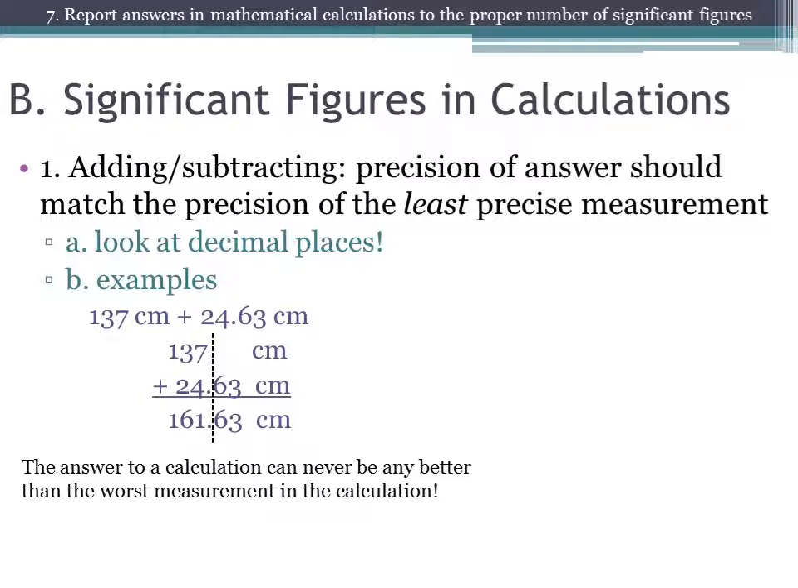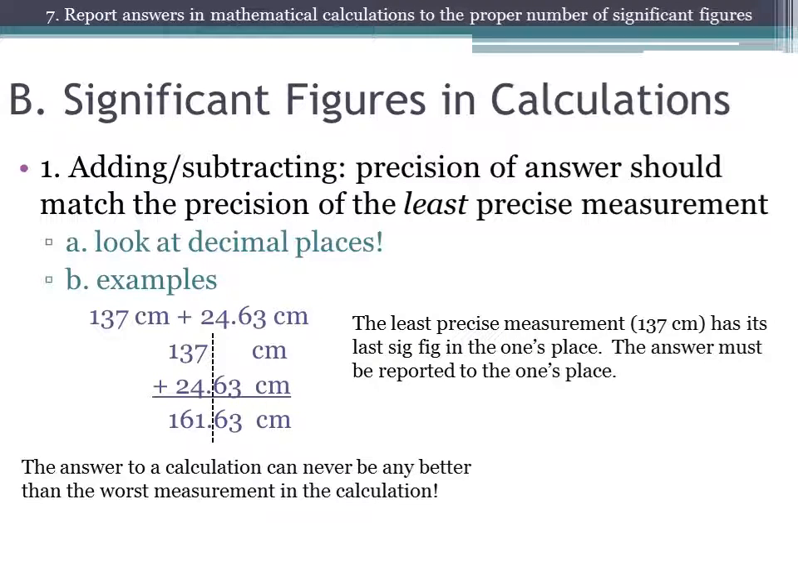So here's what we do. We look at the least precise measurement. In this case, it's the 137 because there's only a sig fig in the ones place, whereas the second measurement goes to the hundredths place. We are then going to round our answer to the ones place. The least precise measurement, 137 centimeters, has its last sig fig in the ones place. The answer must be reported to the ones place. So we're going to round for sig figs, and this is the notation I like to use. I draw an arrow and put SF over the top of it to show that I'm rounding for significant figures.